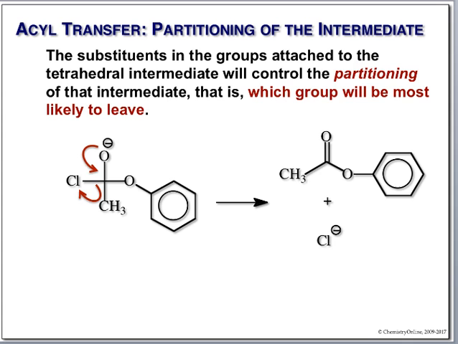Look at what's around your tetrahedral intermediate. The strongest acid is your best leaving group. All the reactions that we're going to look at are going to follow this exact same mechanism. We're going to form a tetrahedral intermediate, and the strongest acid will leave.